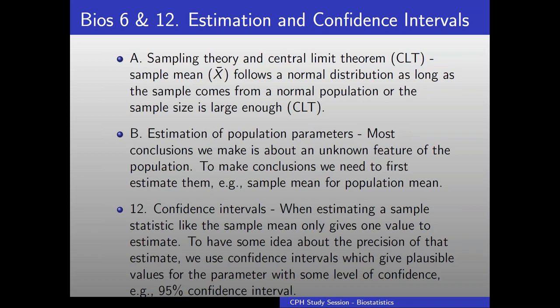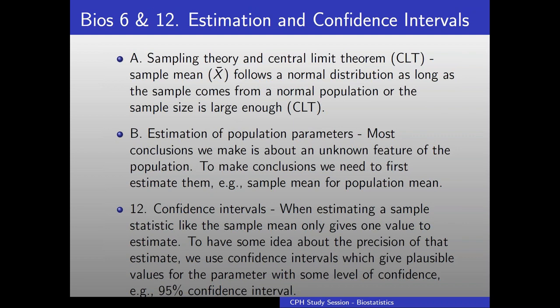Estimation of population parameters. When we make conclusions about populations in statistics, what we're actually doing is making conclusions about parameters of the population. A parameter is some unknown feature of the population. So the mean of the population is an unknown feature. The variance of a population is unknown. The median is unknown. All these things are unknown features or characteristics of a population. And you use statistics to estimate those so that you can conclude something about the population. So to make conclusions, the first thing we usually do is estimate that parameter.